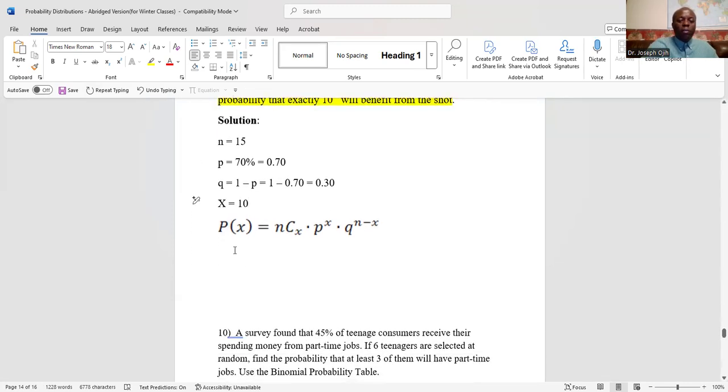Then let us plug it into the formula, so that the probability of 10, because anywhere you see X, you put 10. Anywhere you see Q, you put 0.3. Anywhere you see P, you put 0.7. Anywhere you see N in the formula, put 15. So P equals N combination X. So you got 15 combination X, which is 10, times, I have to correct this.